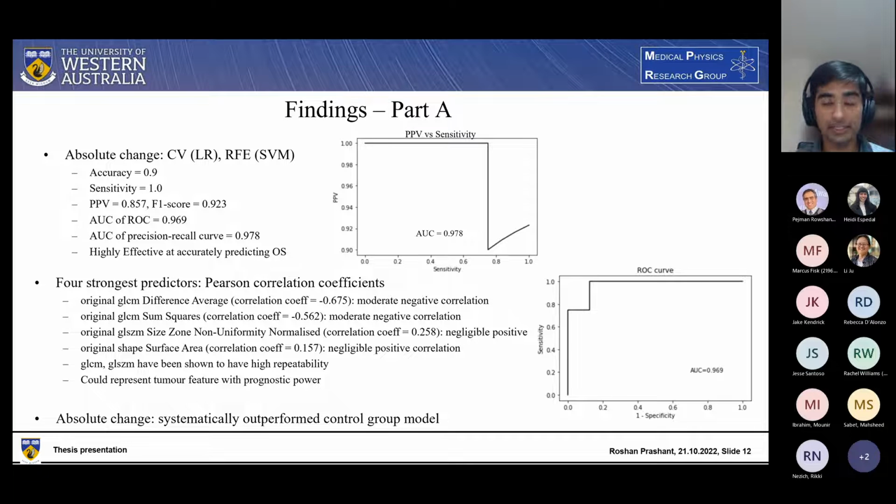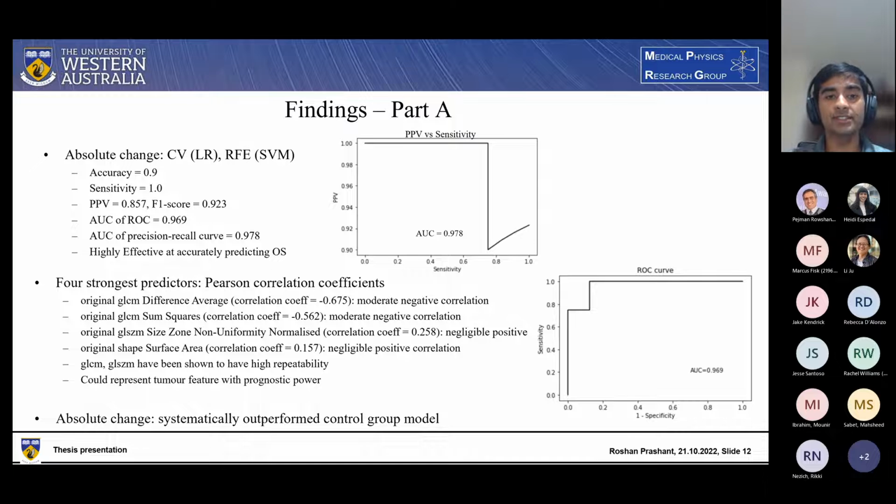The best performing model in part A was the absolute change in static features, and the strongest predictors were identified using a linear SVM algorithm within the recursive feature elimination. And then the best model performance was obtained by conducting a logistic regression in the leave-one-out cross-validation. The accuracy of this model was 0.9, and the sensitivity was 1, and the area under both of these curves was approximately 1 as well. And so what this indicates is that this model was highly effective at predicting overall survival of patients.